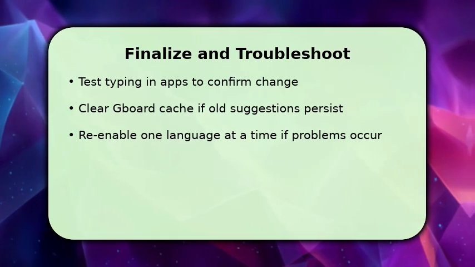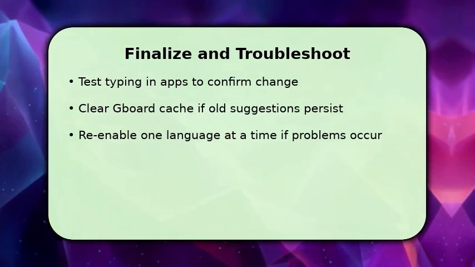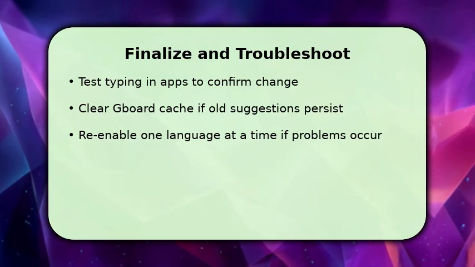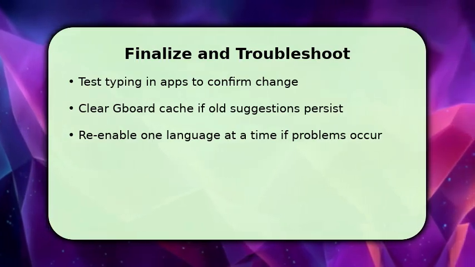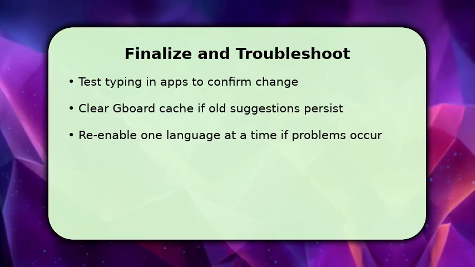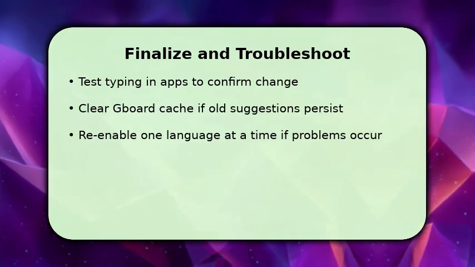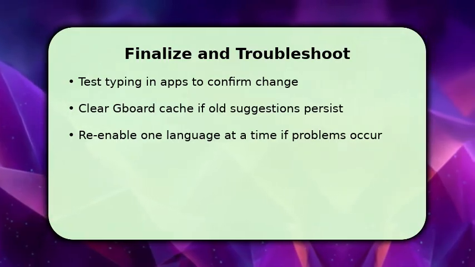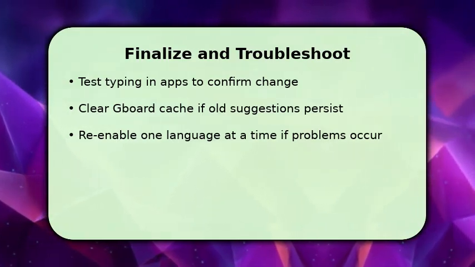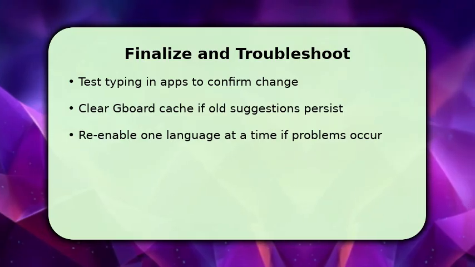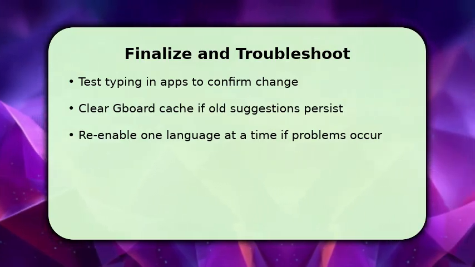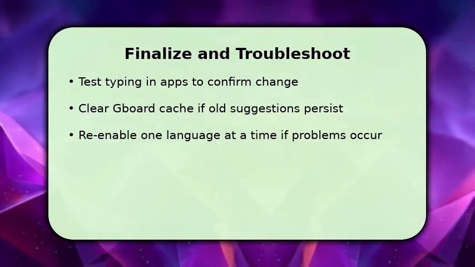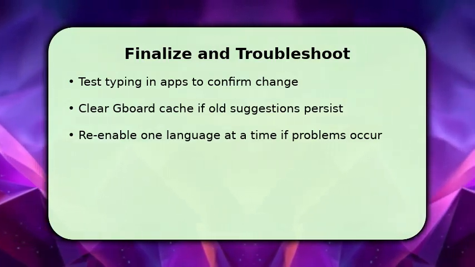If old mix suggestions persist, go to Settings, then Apps, then Gboard, and clear cache. This forces a refresh. If something breaks, re-enable one language at a time and test, which isolates the issue. If keys or input methods disappear, reinstall Gboard or switch temporarily to another keyboard, then return. Remember, small changes in testing save time over guessing what went wrong.